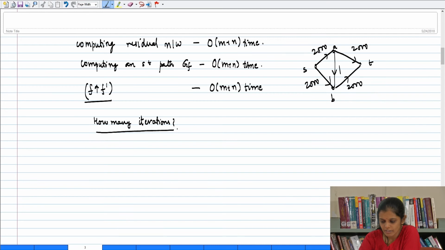And this 4000 is just one number, right? I could have made this something like very large, 2 to the power 2000. I could have made all these capacities 2 to the power 2000, and this bad execution sequence will require 2 to the power 2000 iterations on a constant size graph, right? So it has nothing to do with your graph size, but it has to do with your capacities, right? So this Ford-Fulkerson template is a good template. It gives you a correct algorithm, but it need not always lead to an efficient algorithm, right?